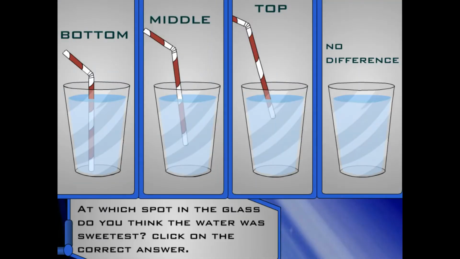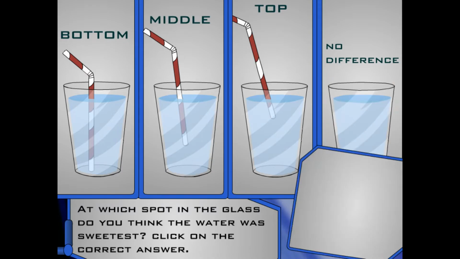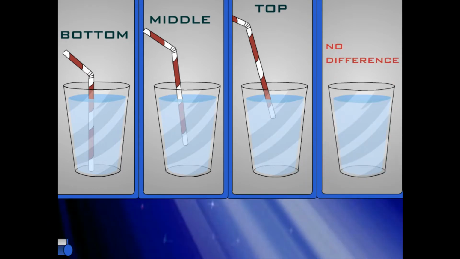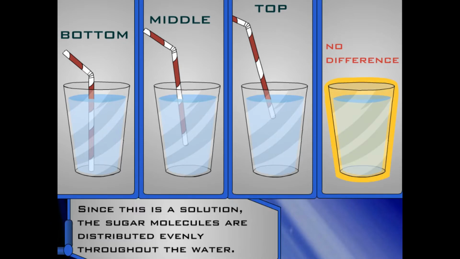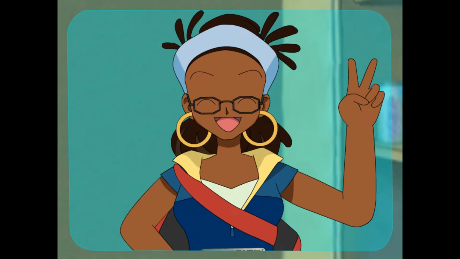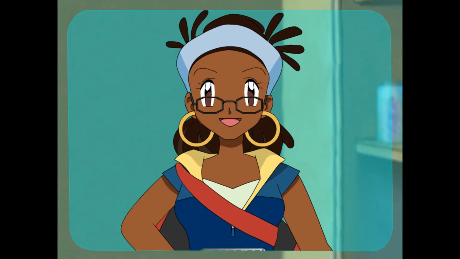Okay, now at which spot in the glass do you think the water was sweetest? Click on the correct answer. Awesome! Since this is a solution, the sugar molecules are distributed evenly throughout the water. It tastes the same no matter where you sip. You did a great job with those experiments. Let's see if you can identify more about mixtures and solutions.